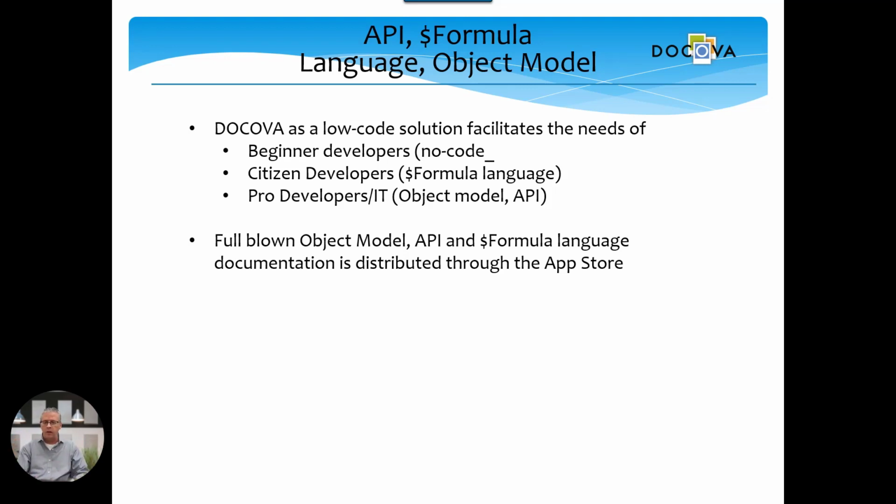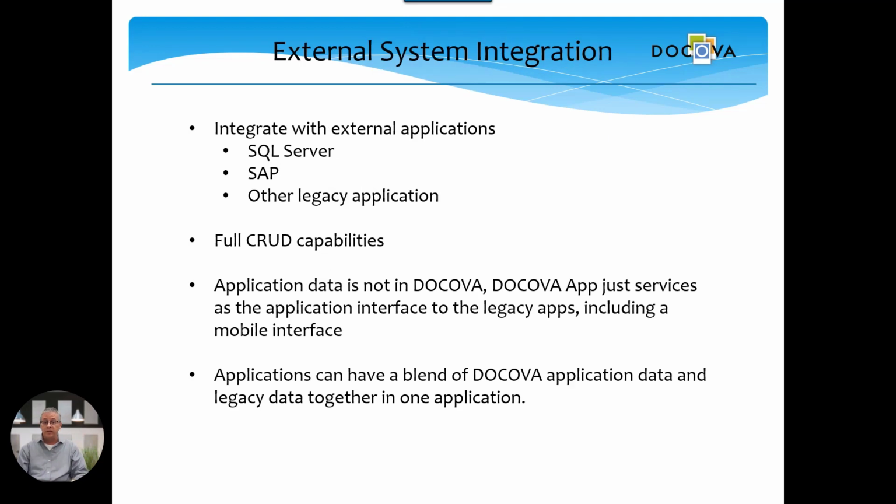So full-blown object model. Okay, external system integration, and we talked a little bit about this, but you can integrate with external applications, any SQL Server application you might have that's legacy, SAP, and so on. We've integrated full CRUD even from our mobile interfaces to those back-end systems. The application is not in DOCOVA, but DOCOVA Apps. So I talked about this before, where you create the application in DOCOVA, but some or all of the data might be in the legacy application somewhere else. Very powerful. This is a great way for you to sort of mobilize those older systems very quickly. And that's it for now.